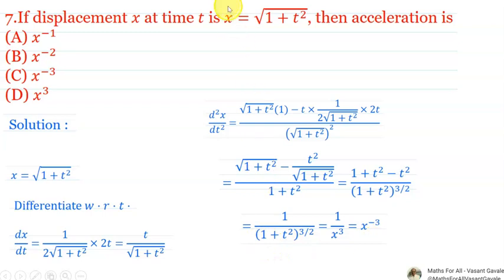But what is the value of this? x is equals to root of 1 plus t square, means what, 1 upon x raised to 3, that is equals to x raised to minus 3. Then the answer is given in this form, therefore option C is correct. Next example.